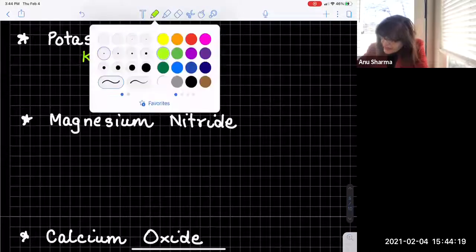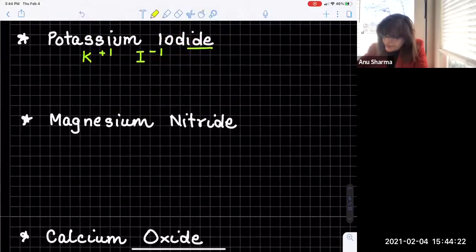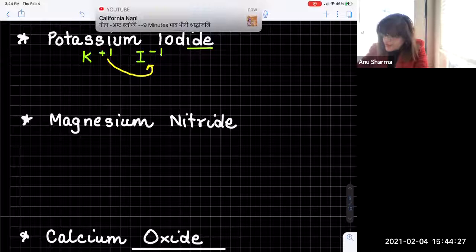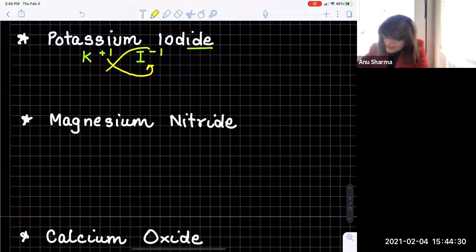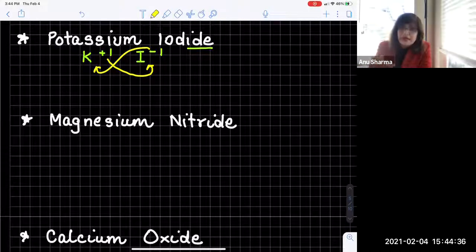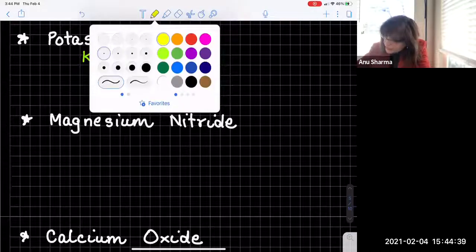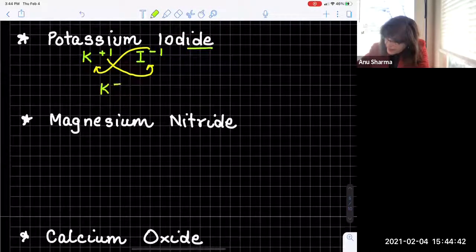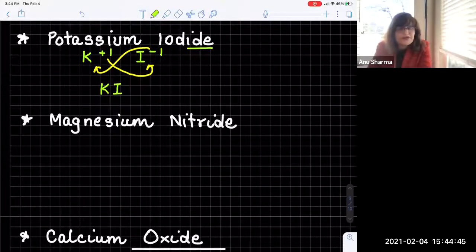Next, write it down like this, crisscross. So this number becomes the subscript of iodine, and this 1 comes here. You are not bringing in the negative and positive charges, you're just bringing the numerical values. So the formula is KI, and the name is potassium iodide. The name of the metal doesn't change. The name of the metal remains the same. The non-metal, if it is just by itself, a monoatomic non-metal, then it becomes ide. Okay, let's move to the next one now.